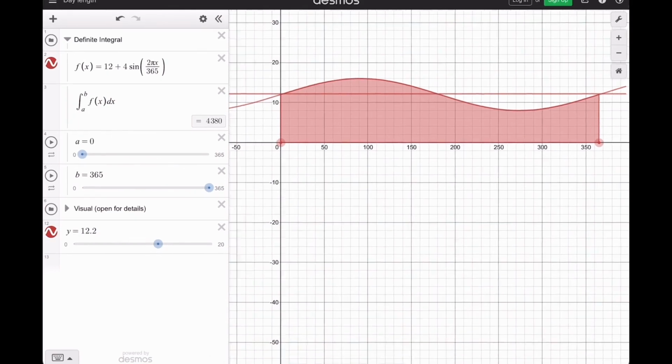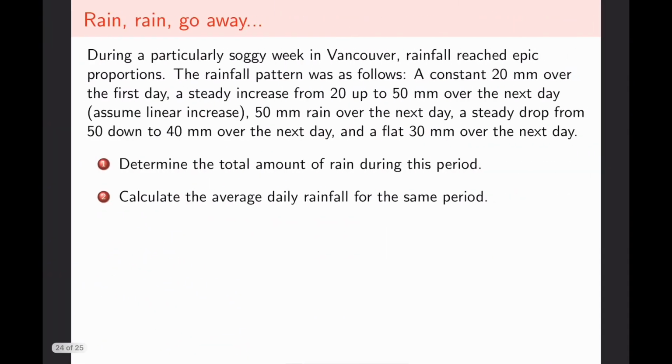Now, for another example of the average, let's take a look at the various calculations for the amount of rainfall here. What we have is the rainfall pattern of constant 20 millimeters over the first day, a steady increase from 20 to 50 over the next day, then 50 millimeters, a drop from 50 to 40, and then a flat 30. So you're going to have to construct a piecewise function that replicates exactly that.